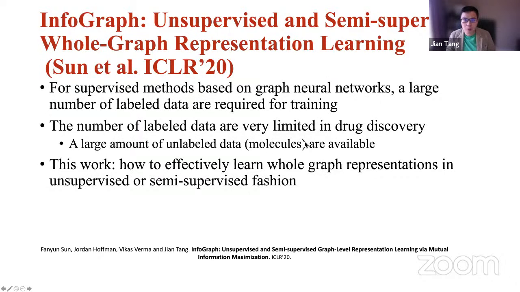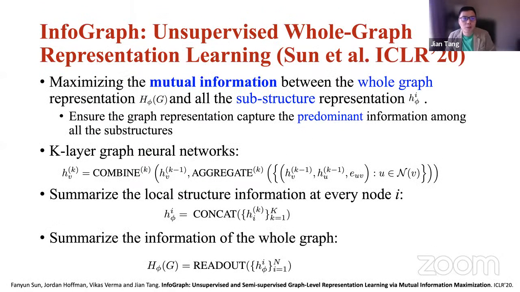So let me give you a little more detail. The essential idea of InfoGraph is trying to maximize the mutual information between the whole graph representation, the whole molecular graph representation, and all the substructure representations. The reason we want to do this is we hope that the whole graph representation is able to capture the most important information among all the substructures. Okay, so this is the essential idea. Then the question here is how can we define the substructure representation as well as the whole graph representation?